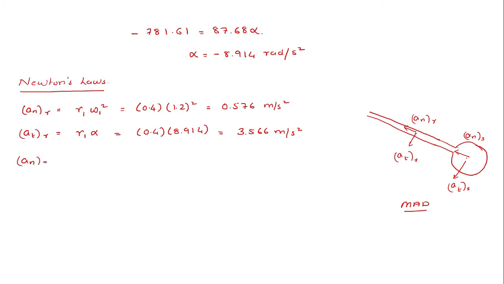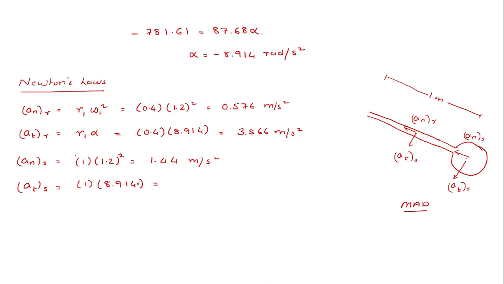Now the normal component of the sphere will be given by the same equation. As such the value of r changes, so r will be equal to 1 into 1.2 square. Here 1 is the distance of the center of the sphere from this point O, this is 1 meter, not the radius of the sphere. So this will be equal to 1.44 meter per second square, and then the tangential component of the sphere will be equal to the corresponding distance from the center multiplied by 8.914. This will be equal to 8.914 meter per second square.